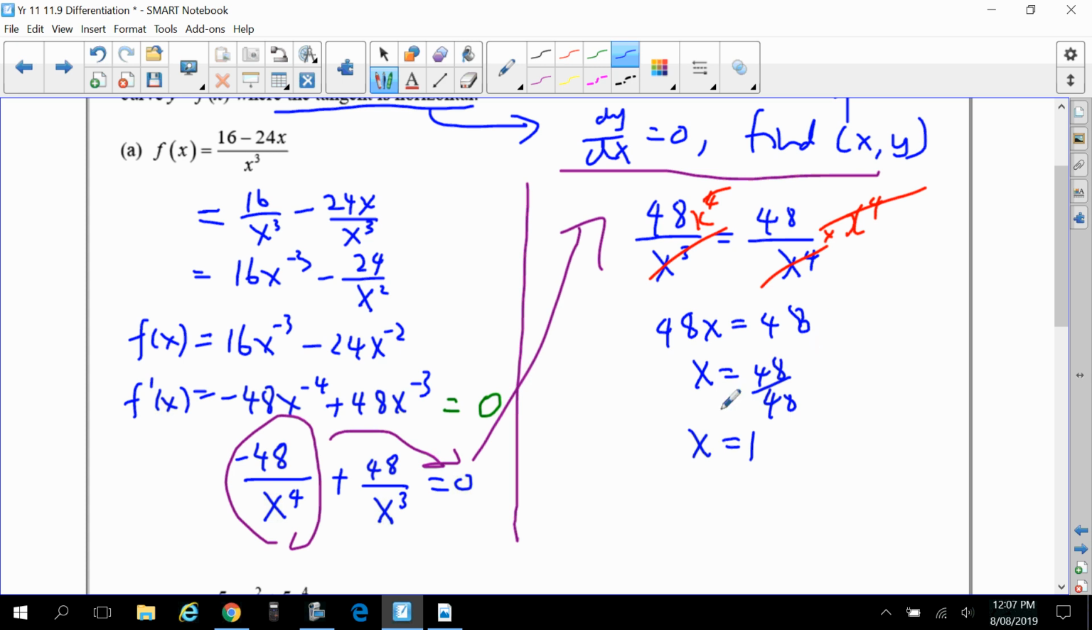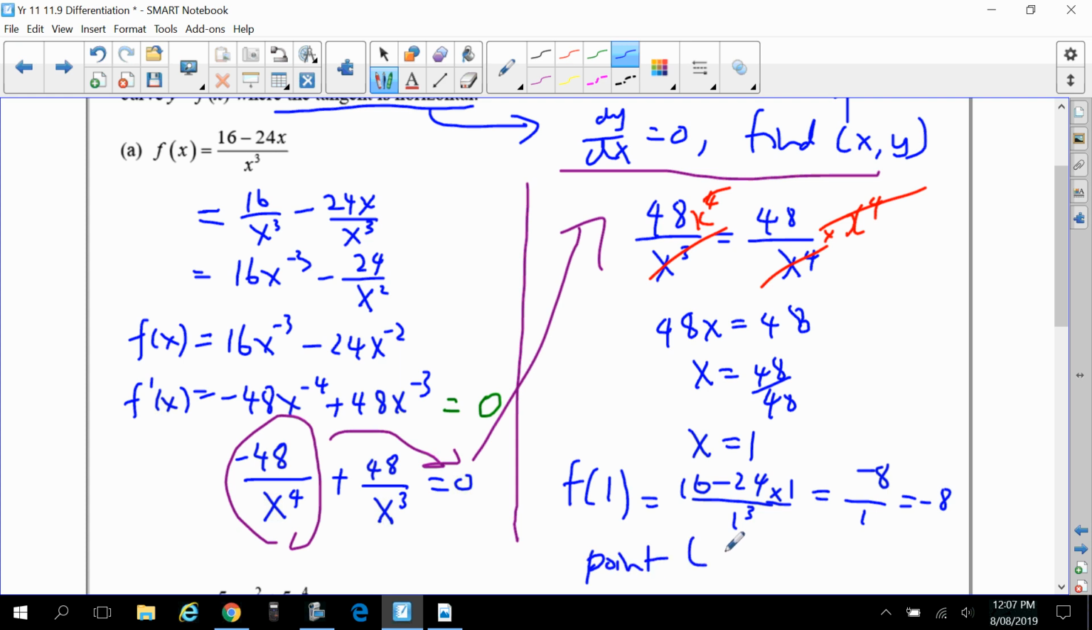All right, how do I find the y value? Okay, so we find the y value by substituting into which one? The f(x), right? Yep, hopefully that. So we find the y value. Substitute 1 back: 16 minus 24 over 1 cubed. So 16 minus 24 is negative 8. Therefore, the point where the tangent is horizontal will be (1, -8).